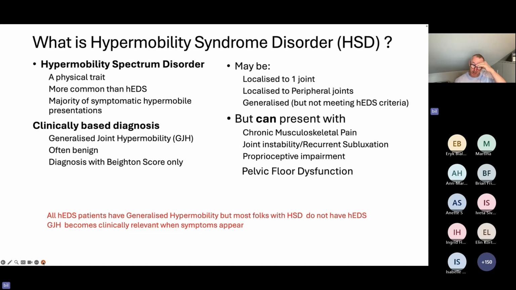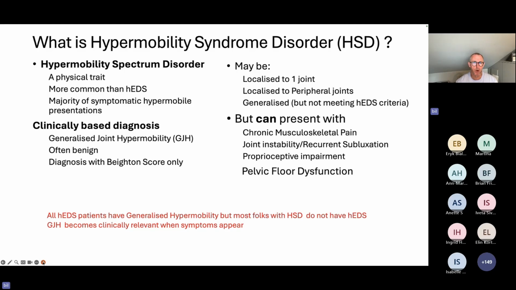Proprioceptive impairment, so a sense of not knowing where your joints are in space, pelvic floor dysfunction. And as children growing up, these kids often maybe have coordination issues. They can do tricks with their joints. They can move themselves and put themselves into funny positions. They have party tricks that everyone thinks is quite funny, that being able to put their leg behind their head.